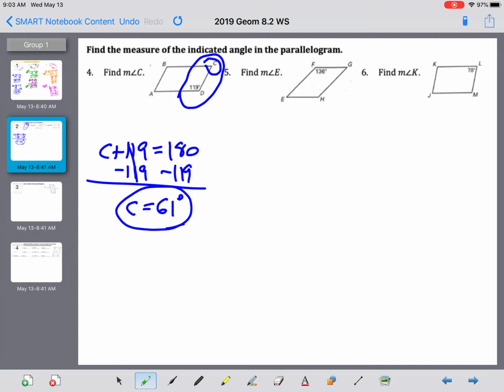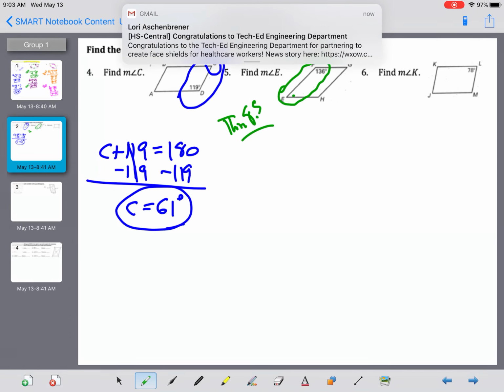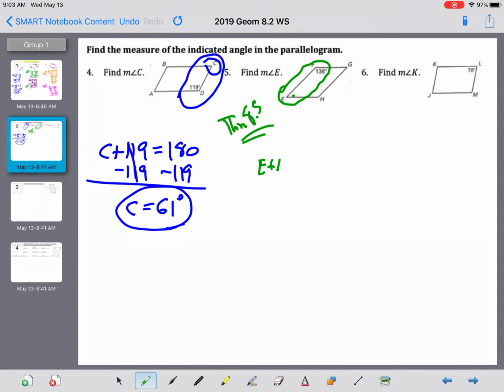This one, find angle E. E is here, so again, the consecutive angles are supplementary according to Theorem 8.5. And we're going to go ahead here and say that E plus 136 equals 180. Subtract the 136 over. E equals 44 degrees.